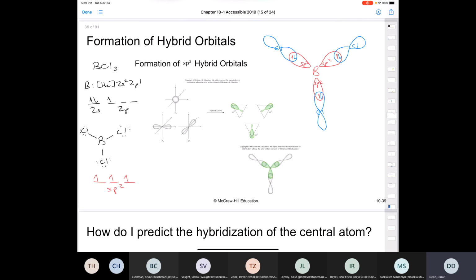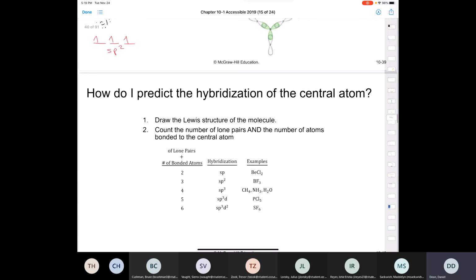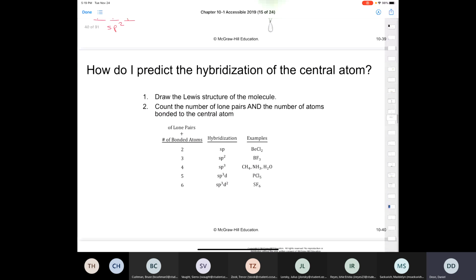So we've got sp orbitals, sp2 orbitals, sp3. If you're wondering how do I predict this, I've only covered a little bit of it. I've covered sp, sp2, and sp3. We still have sp3d and sp3d2 hybrid orbitals to look at, but here's the quick and dirty answer.